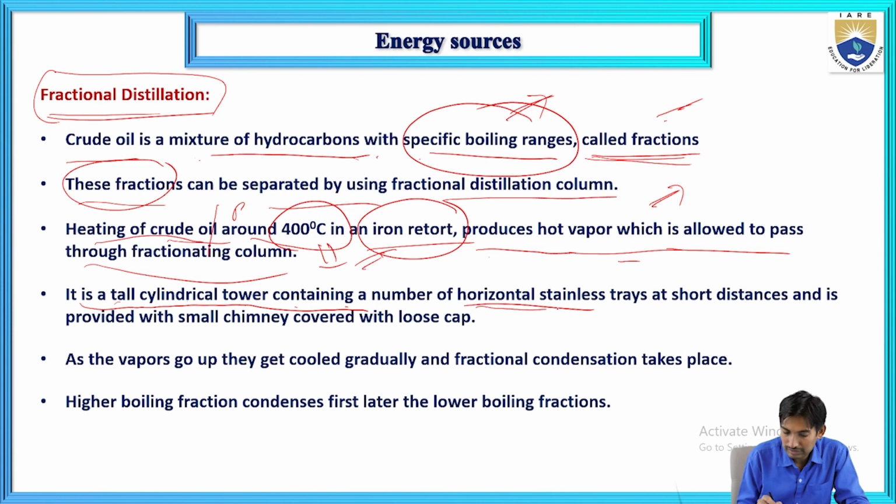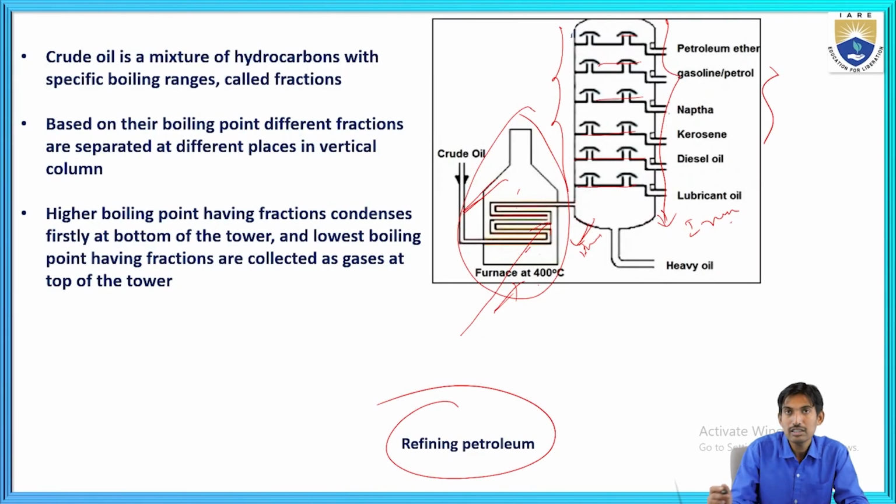A number of horizontal stainless trays. Those are stainless trays at short distance and provided with a small chimney covered with a loose cap. See, this is the structure of refining petroleum, the process structure. See, this is the container. In the container we have to heat at 400 degrees centigrade. This is the iron container.